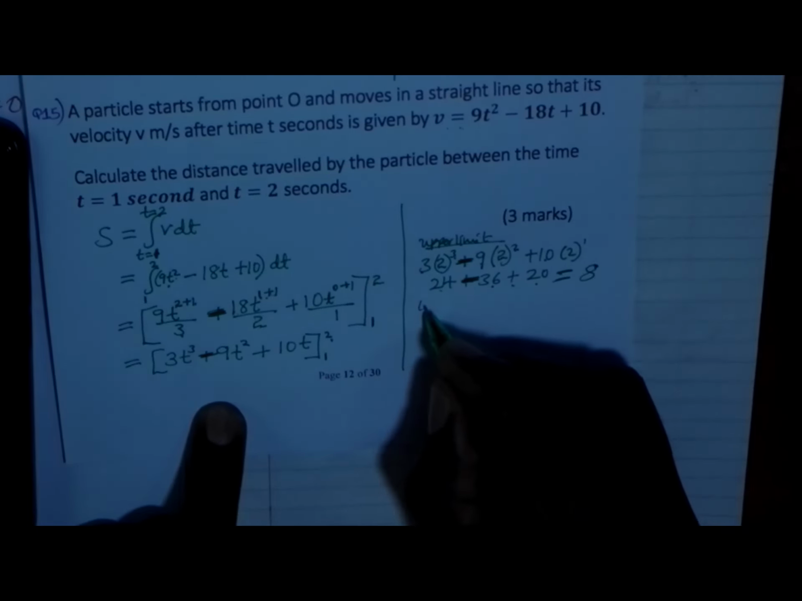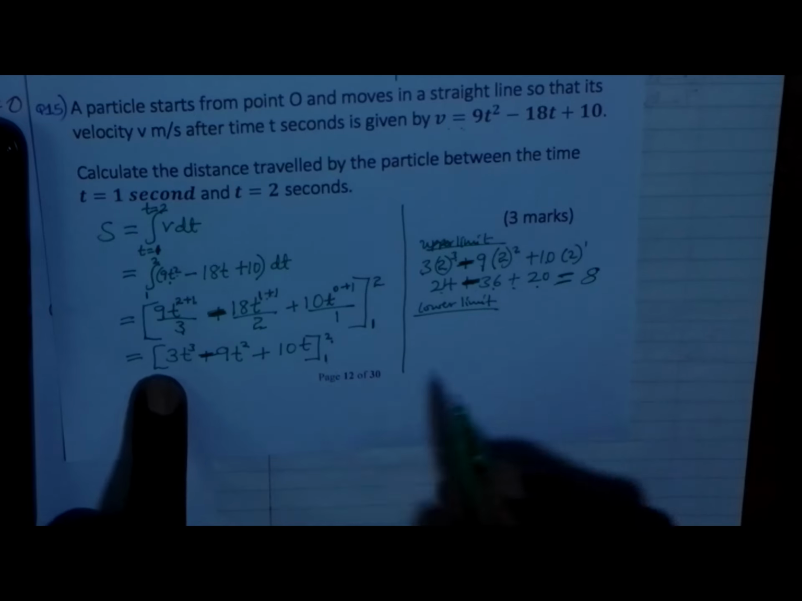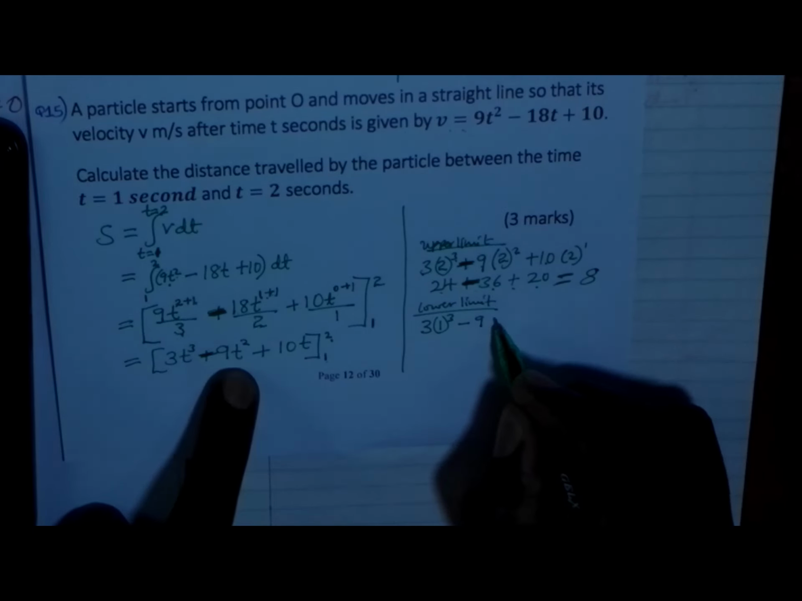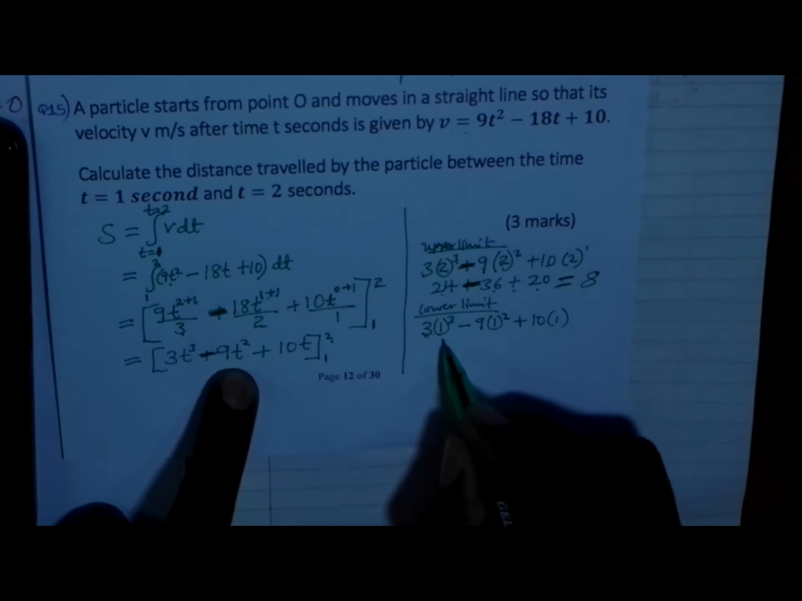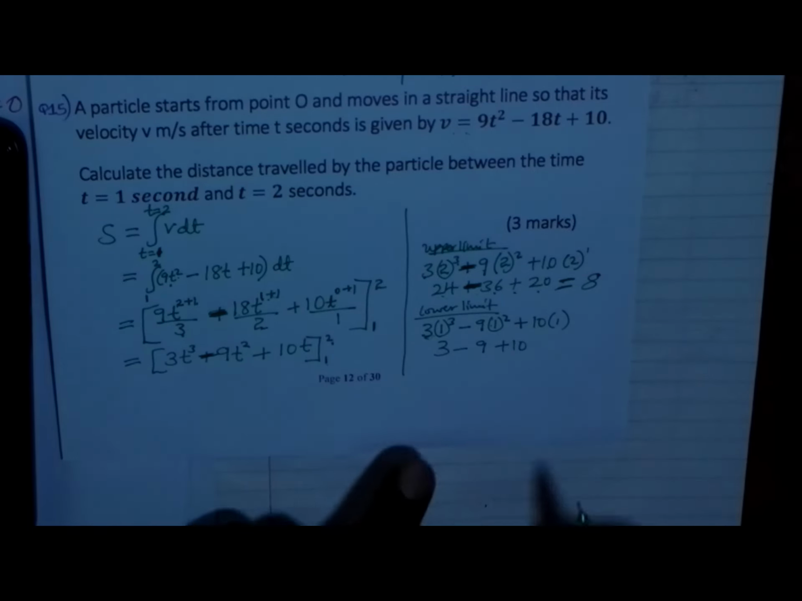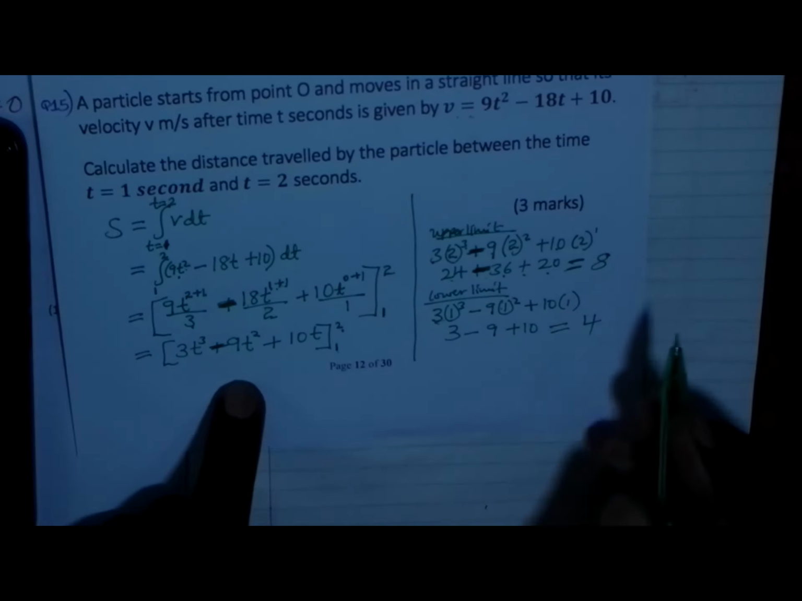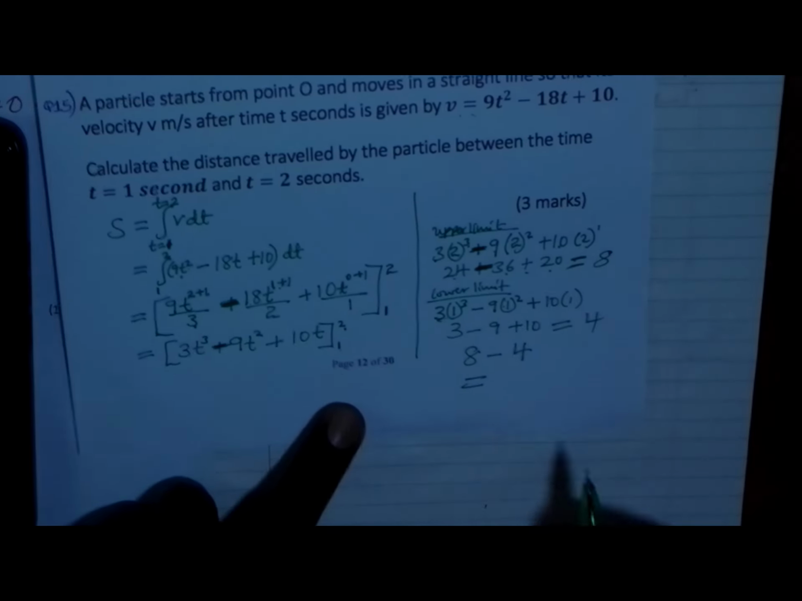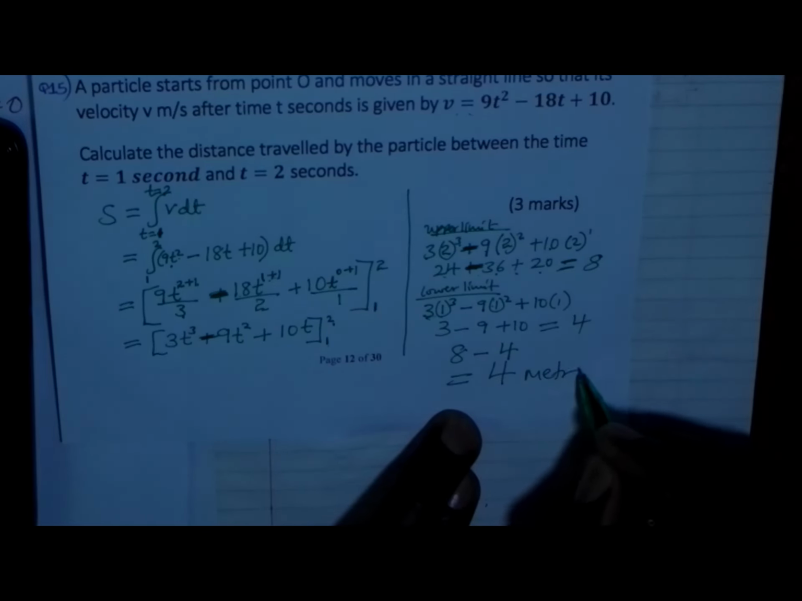Then the lower limit value, again when t is 1, so it is 3 times 1 cubed minus 9 times 1 squared plus 10 times 1, so this is 3 minus 9 plus 10. So here we end up getting 4. So finally is the value of the upper limit, which is 8, minus the value of the lower limit, 4. So we end up getting 4, that will be 4 meters.